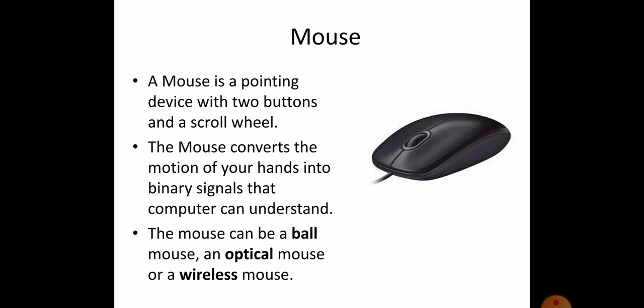Next input device is the mouse. A mouse is a pointing device with two buttons and a scroll wheel. The mouse converts the motion of your hand into a binary signal that the computer can understand. Okay, the computer can understand only binary language. So what the mouse does, it converts the motion of your hand into the binary signal. You can move the cursor on the screen with the help of the mouse. Okay, the cursor showing on the screen you can move with the help of the mouse.